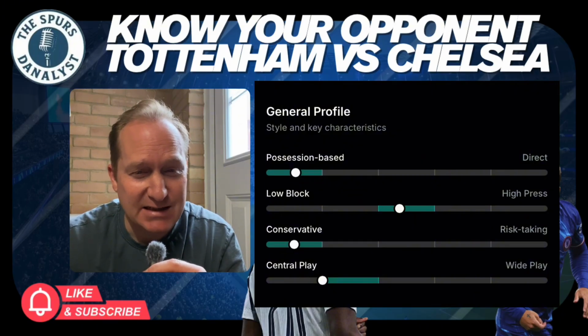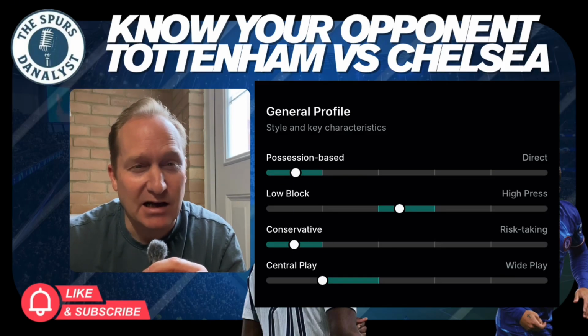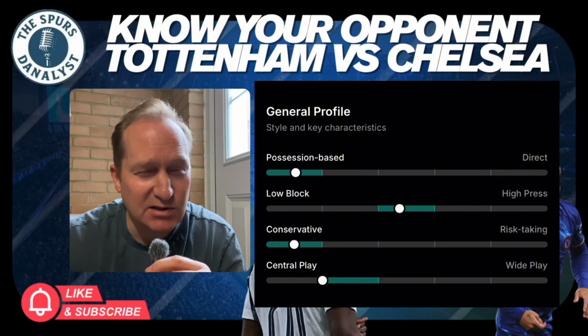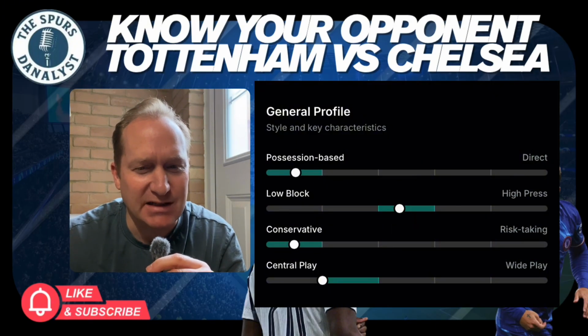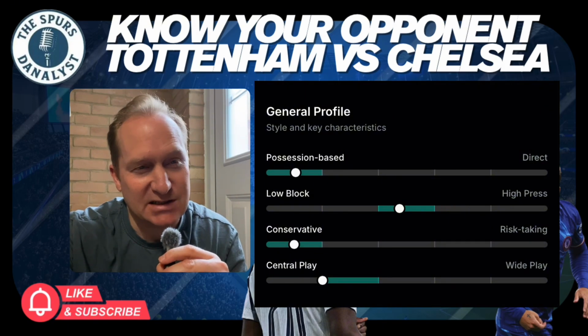Number 3 on the list is the conservative versus risk-taking. This slider leans towards the conservative side. This means Chelsea's approach tends to be measured and cautious, with fewer players committed forward and more focus on structure, shape, and minimizing mistakes. They're less likely to overcommit in attack or take too many creative risks in the build-up.